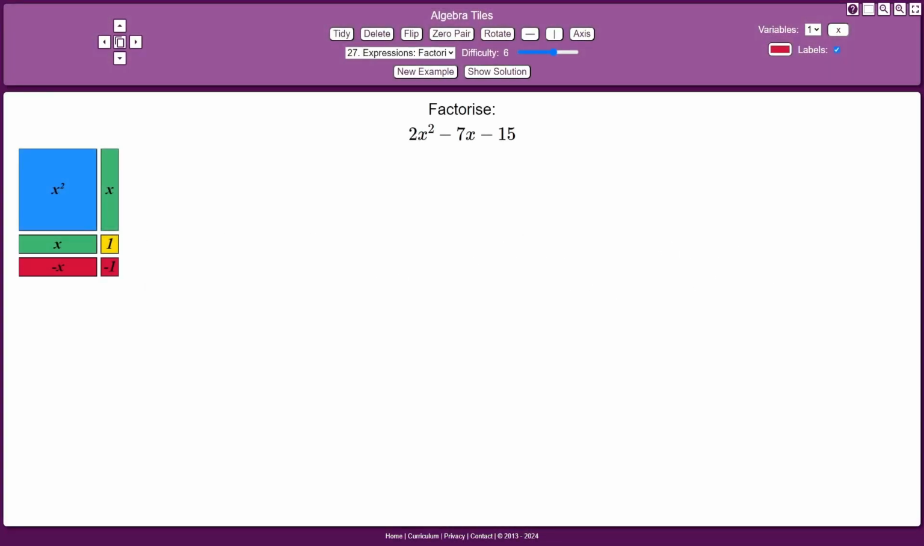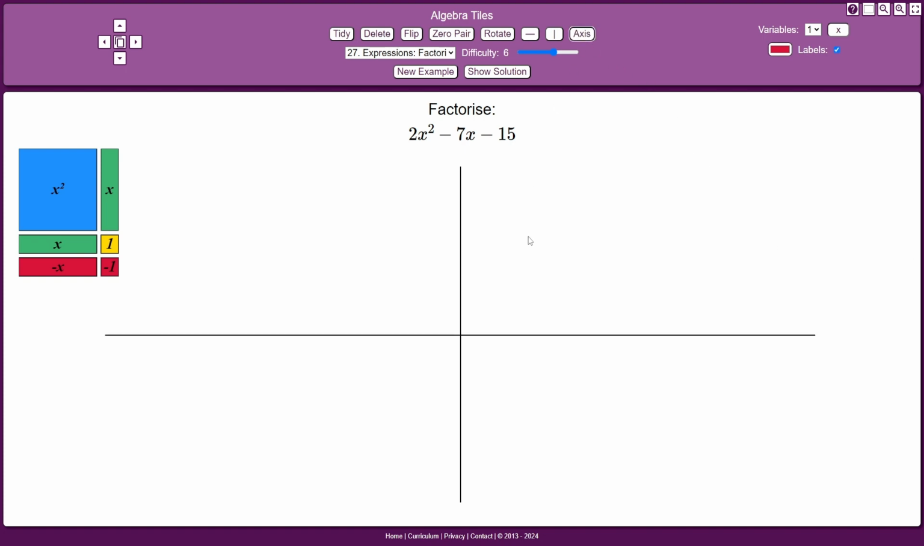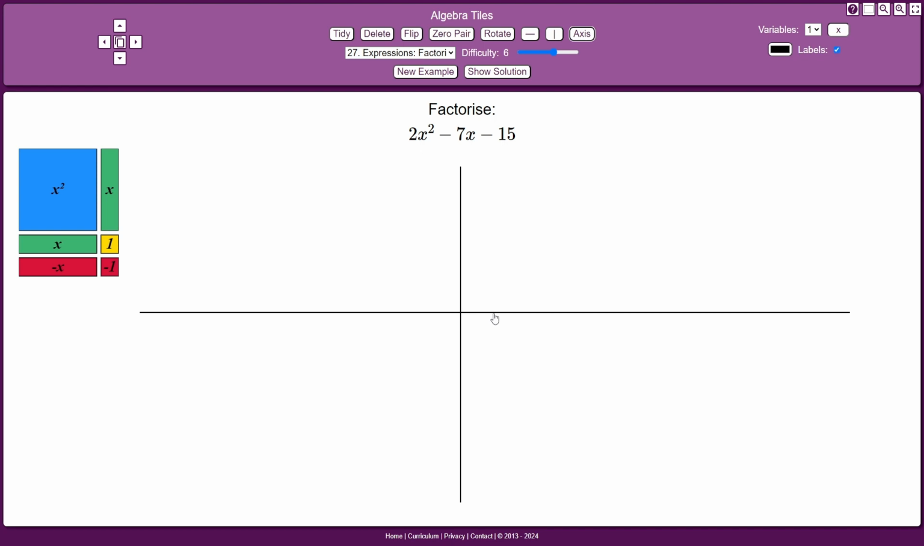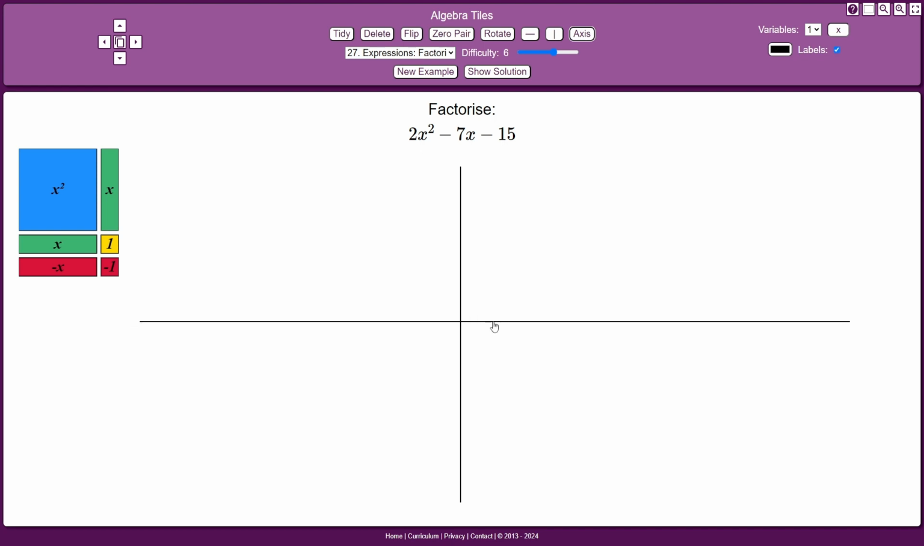Let's use algebra tiles to factorise this non-monic quadratic. So the first thing I like to do is add a little axes, and the reason I do this is because it helps me organise where I'm going to place my tiles. Only positive tiles can go in the first and third quadrant, and negative tiles in the second and fourth.